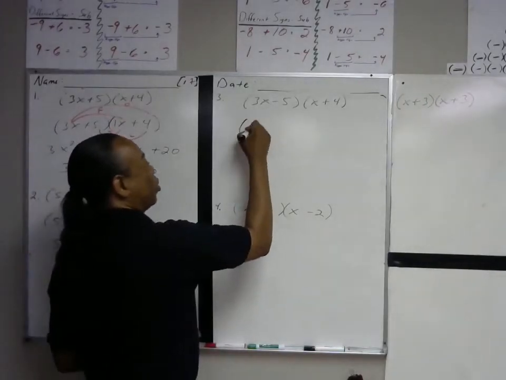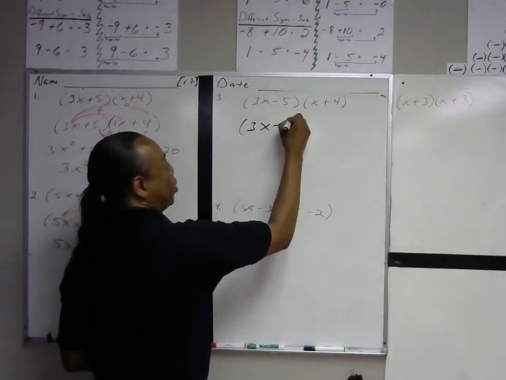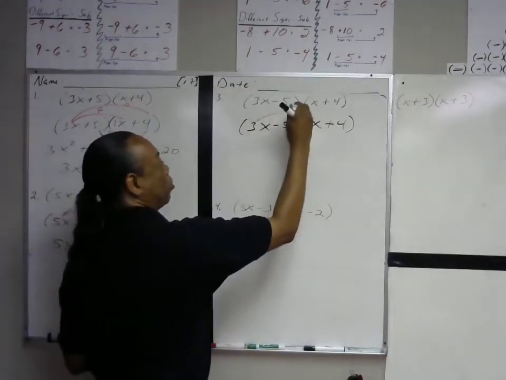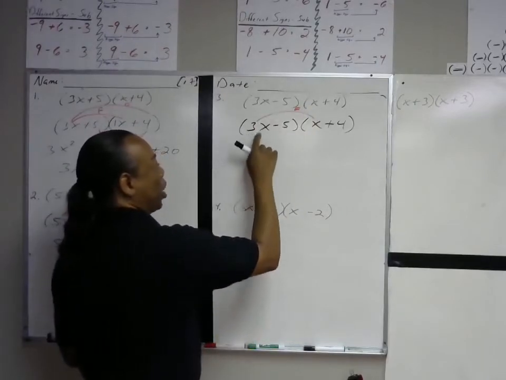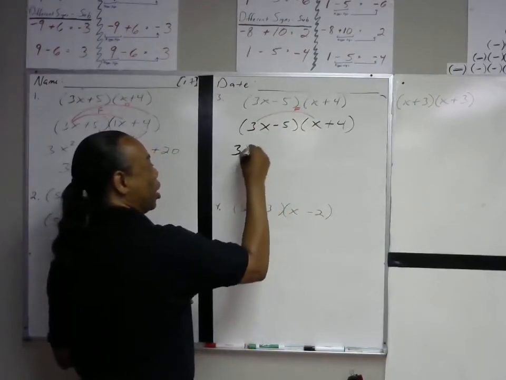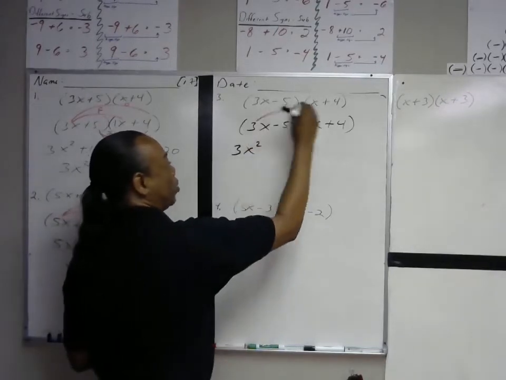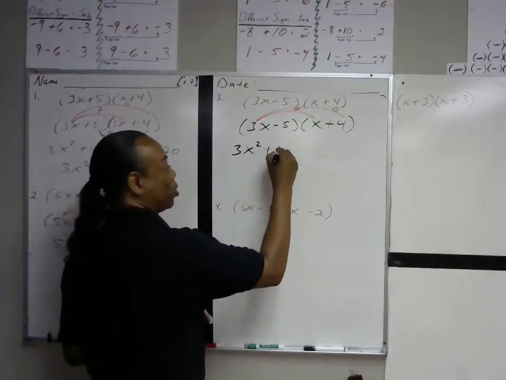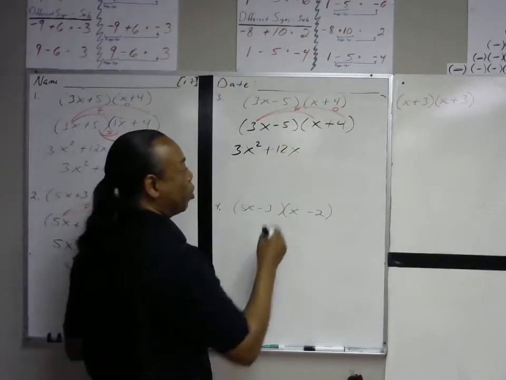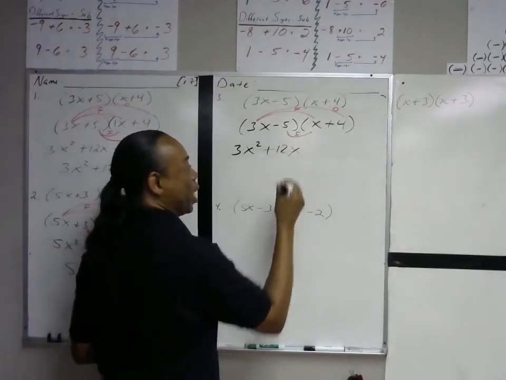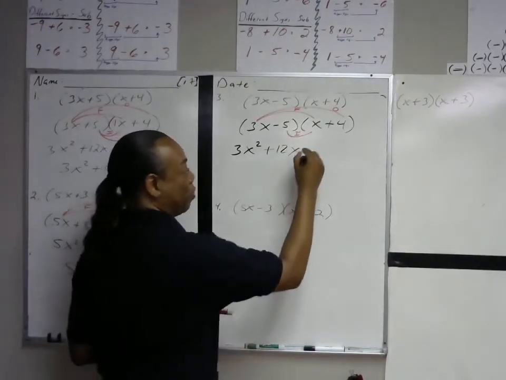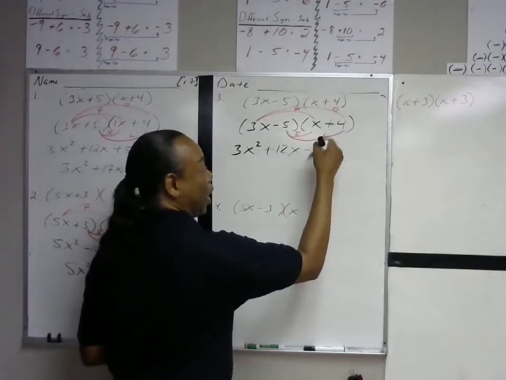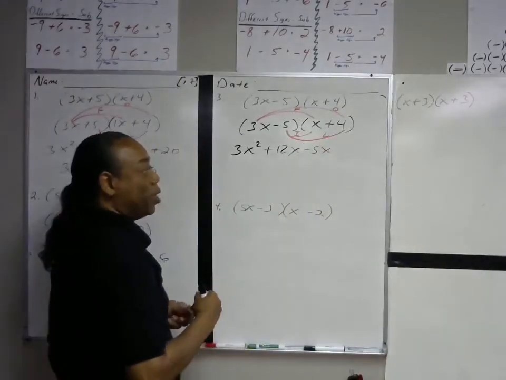Here again, preserving the integrity of the original problem, we'll write down 3x minus 5 and x plus 4, and multiply the first terms together. The first terms of 3x and x make 3x to the second power. The outside terms are the 3x times 4. That makes positive 12x. The inside terms will be negative 5 times x. That'll give us negative 5x. And finally, our last term will be negative 5 times 4, which is negative 20.